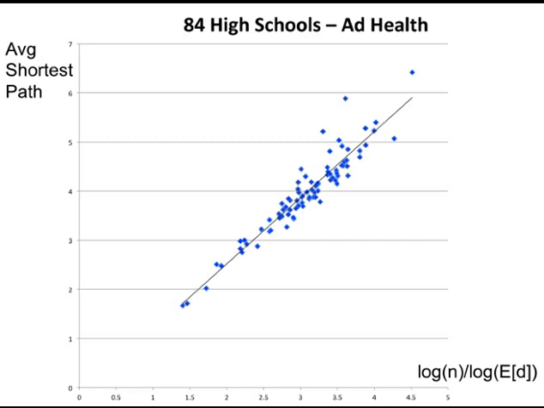This is taken from that same Add Health data set that we looked at the romance relationships for. These are 84 different high schools. This is actually taken from some work I did with Ben Golub. Here what we have is average shortest path length of the actual data, and then log n over log of the expected degree. And here you have a series of different high schools that varied in terms of their structure.